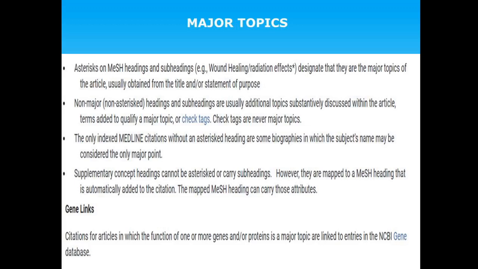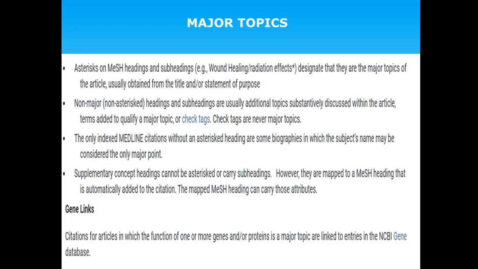Fine. So non-asterisked or non-major means the keyword does not have an asterisk symbol. They have done enough to qualify as index terms, but they are not major. So they are added like check tags. They are qualified as index terms, but they are definitely non-major. The only indexed MEDLINE citations without asterisked headings are biographies, where the subject name will be the only major point, right?